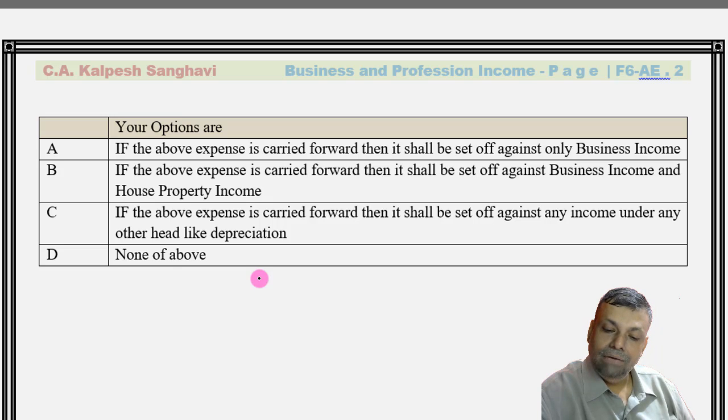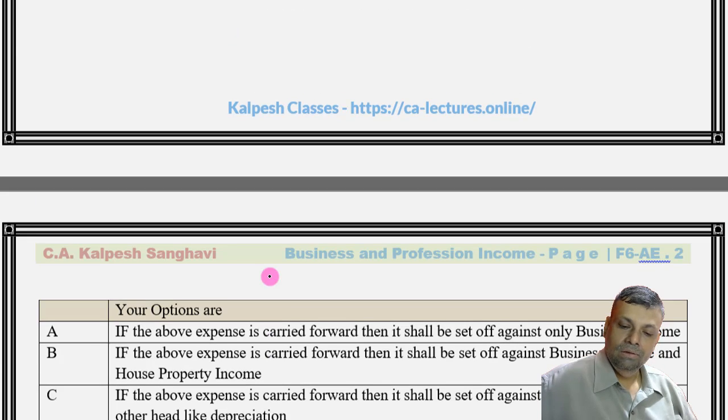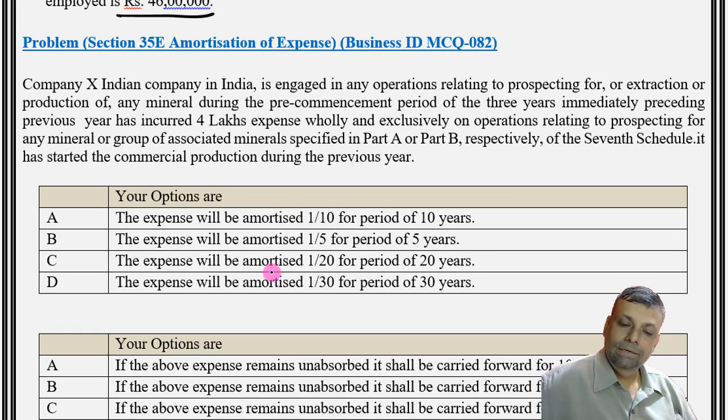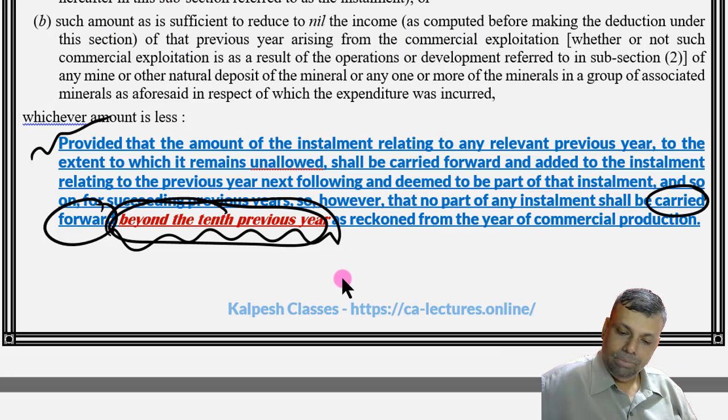If the above expenditure is carried forward, then it shall be set off against business income and the house property income. If the above expenditure is carried forward, then it shall be set off against any income under any other head like a depreciation, none of the above. Okay, so here under this section 35E, basically for these mining companies, a little bit of extra attention is required.